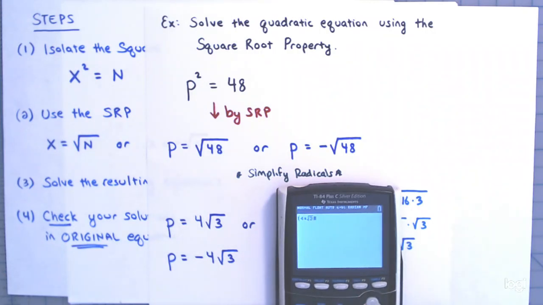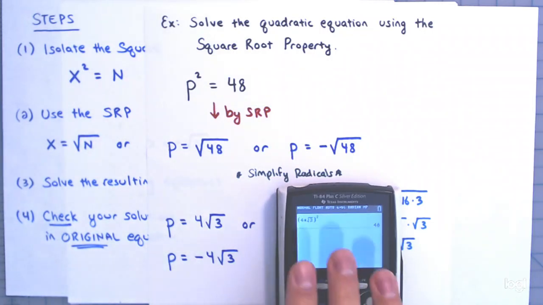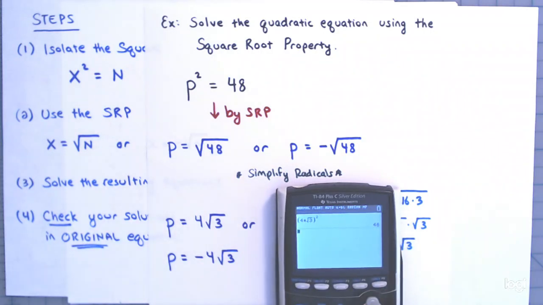Right, that's replacing the p, and then squared, and look at that, it is indeed 48. I know that's kind of tiny there, but it is 48.